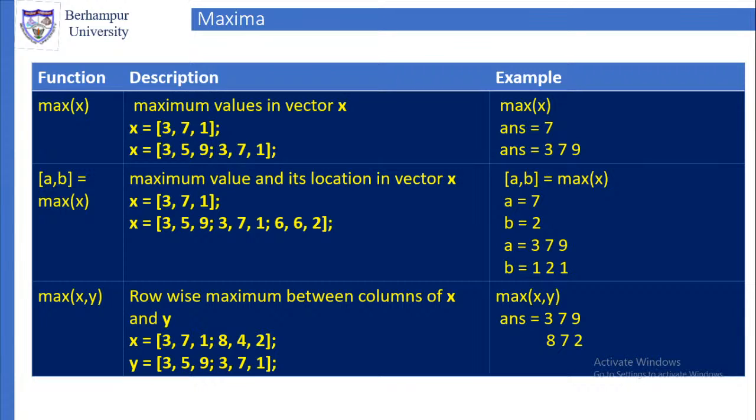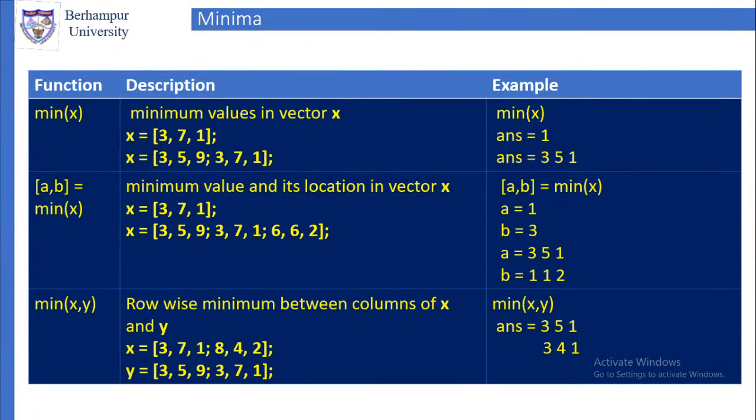Similarly, we can look at what happens in the case of minima. Same thing. In place of max you write min, otherwise the description is similar. So min(x) will give us 1 if x is equal to [3, 7, 1]. Min(x) will give us 3 5 1 if x is a 2 cross 3 matrix.